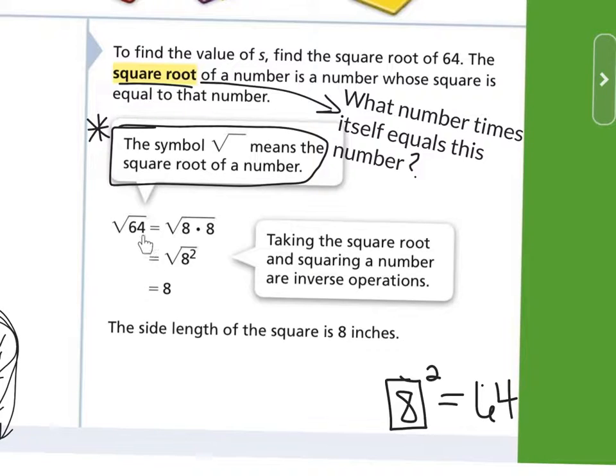You can go through this process like the book did. 8 times 8, and that's 8 squared. And then the square root and the squared can kind of cancel each other out. But otherwise, what number times itself equals that number? We know 8 times 8 equals 64. So the square root of 64 is equal to 8. And so our side length is 8 inches on that square.